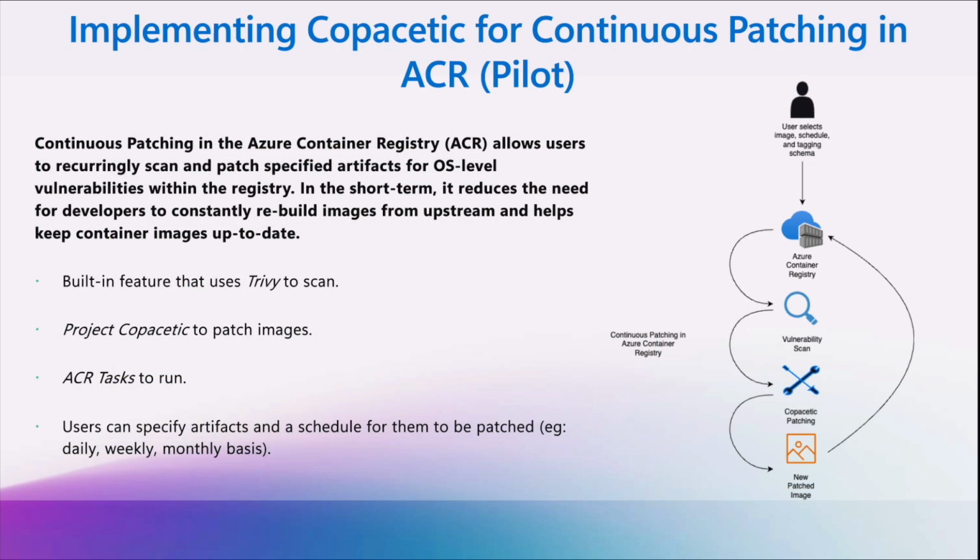The next question is, how can I implement this in my daily processes end to end? I'll give you an example of how our team, the Azure Container Registry, is going about this. We have a new feature called continuous patching, which is currently a pilot in private preview. It uses the open source tool Trivy to scan an image and Copacetic to patch it. We provide the functionality for users to specify an image and have these images constantly patched on a customizable schedule.